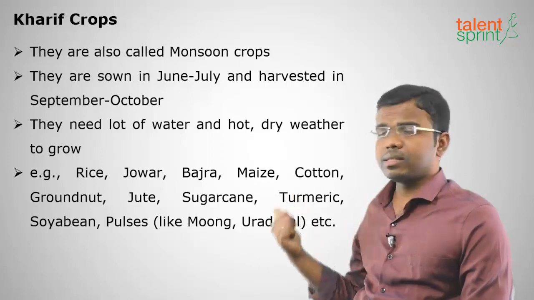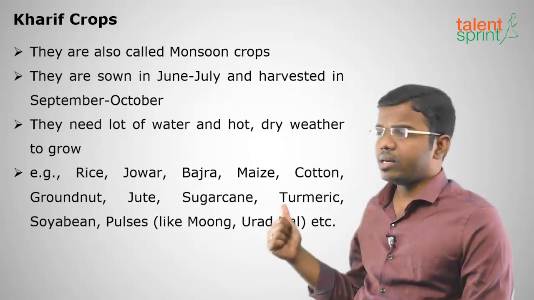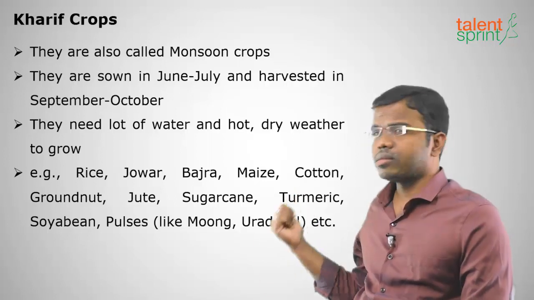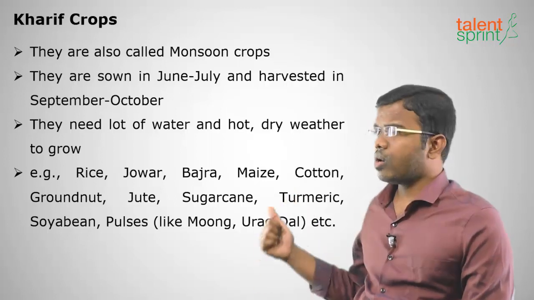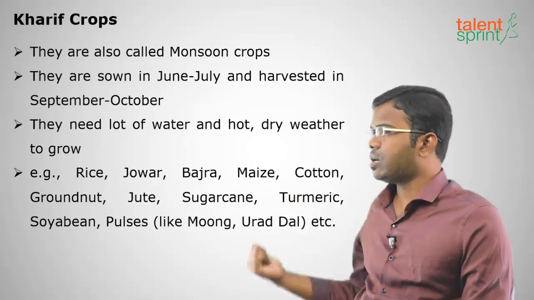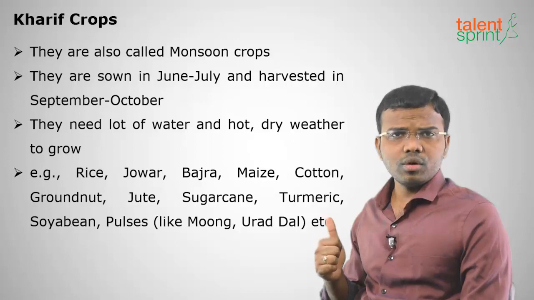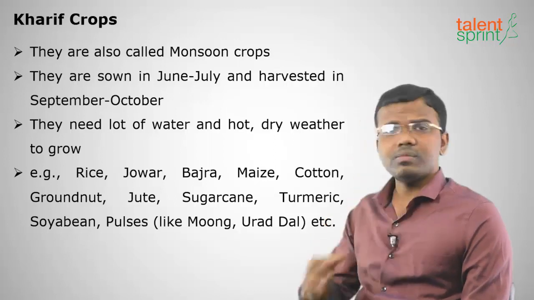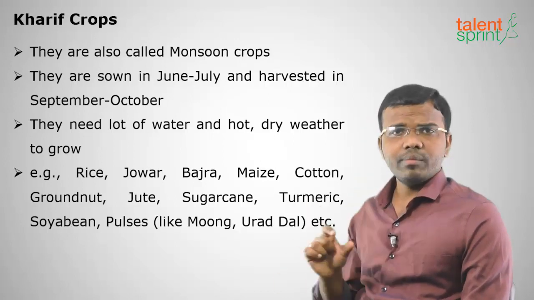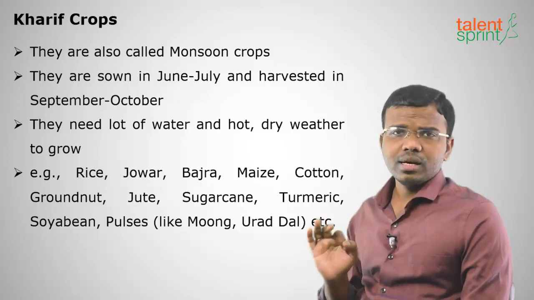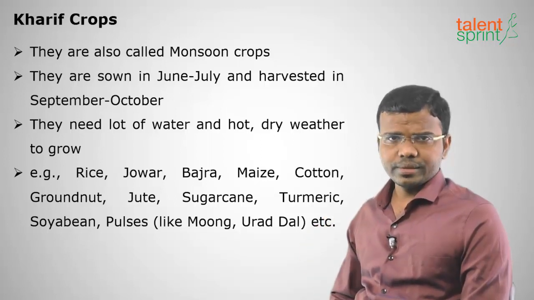And the major examples of Kharif crops are rice, jowar, bajra, maize, cotton, groundnut, pulses like moong dal, arhar, urad dal, etc. Okay, rice is an important Kharif crop. Okay, this is asked many times in many examinations. The very best example of a Kharif crop is rice, and the next is maize.